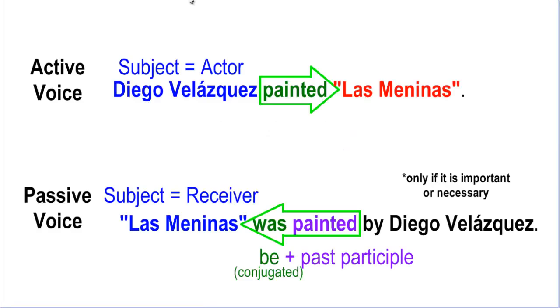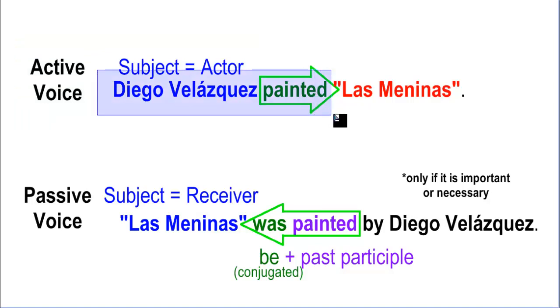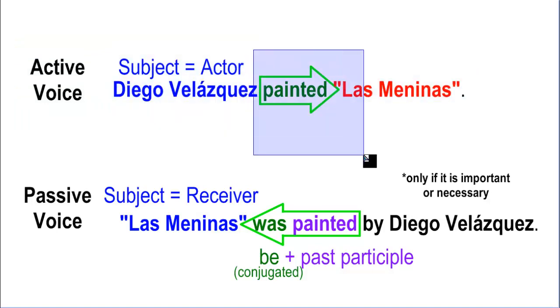Summary. So here we can see the difference between active voice and passive voice. Active voice means that the subject is the actor. So you know the performer of the action, and you're emphasizing the performer of the action. Diego Velázquez painted Las Meninas. The actor, the action, and the receiver of the action.